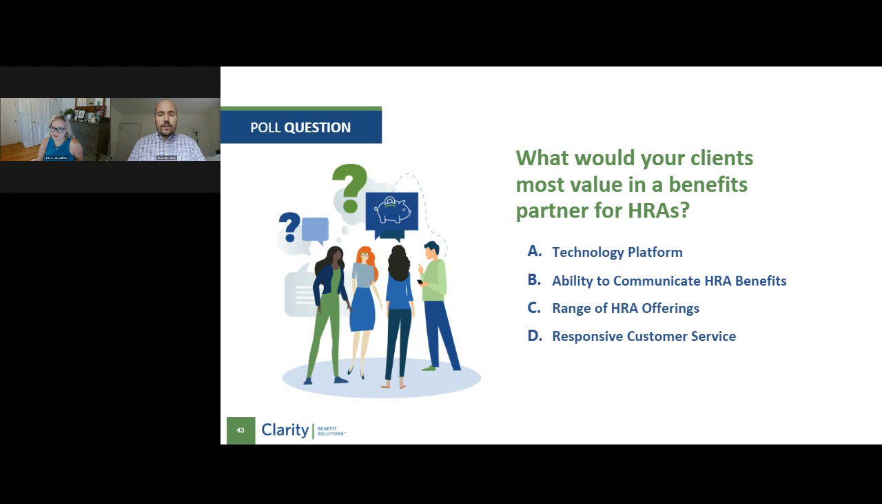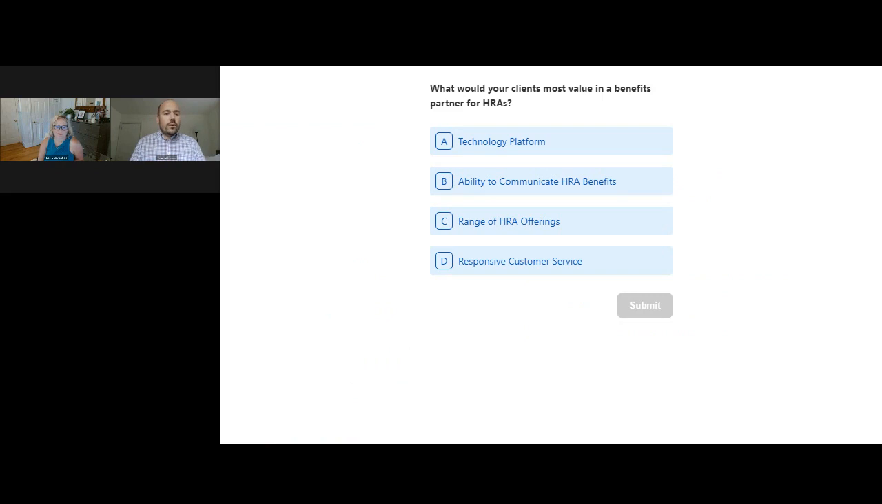Great. Is this our last poll question? I think this is our last poll question. So let's go ahead. And this question is, what would your clients most value in a benefits partner for HRAs? You can answer this as A, the technology platform, B, the ability to communicate HRA benefits, C, the range of HRA offerings, or D, the responsive customer service.